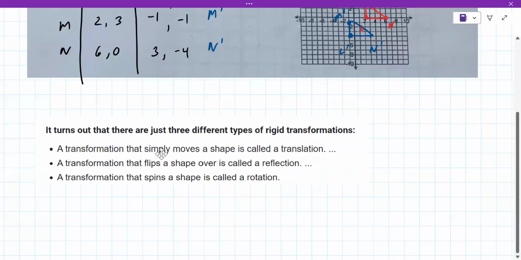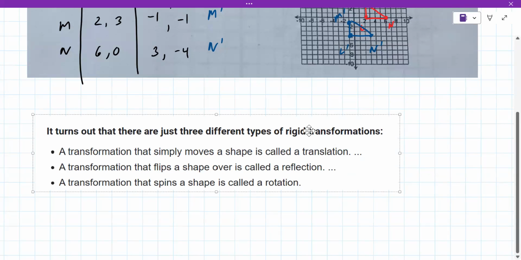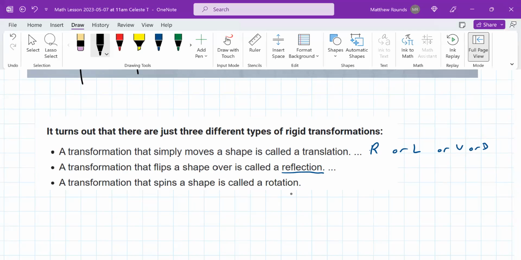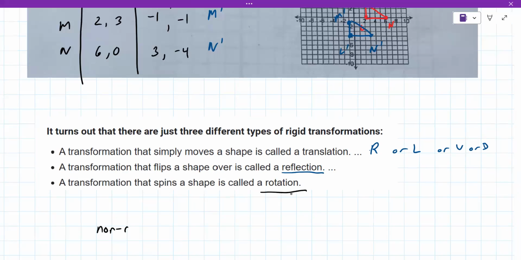So it simply moves a shape. It's called a translation, but it's also a rigid transformation. Moving a shape is like right or left or up or down. So that's rigid. A reflection, which we don't have here, is also rigid, and then rotation is a rigid transformation. So what would a non-rigid be? It would be a dilation. Dilations are a scale factor, which I guess we'll see in a moment. So translation and reflection are rigid, and rotation is, sorry, it is. These are all rigid transformations.